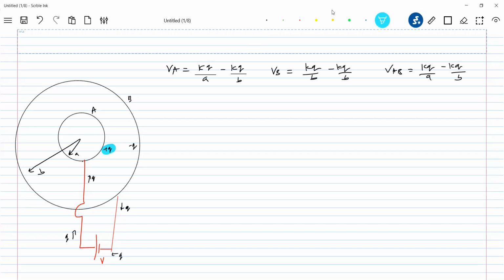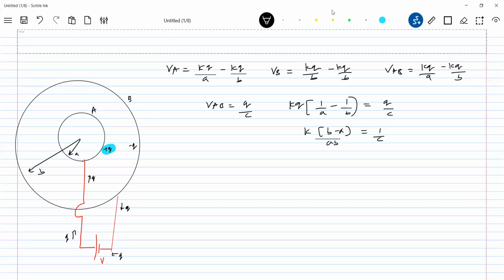So VAB should be equal to Q by C, that is KQ times (1 by A minus 1 by B), which should be equal to Q by C. Solving this, this will be K. Just making you recollect: what will the capacitance be? C equals AB by K(B minus A), or C equals 4 pi epsilon naught AB by (B minus A).